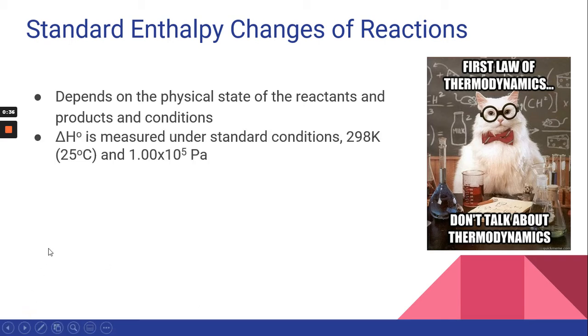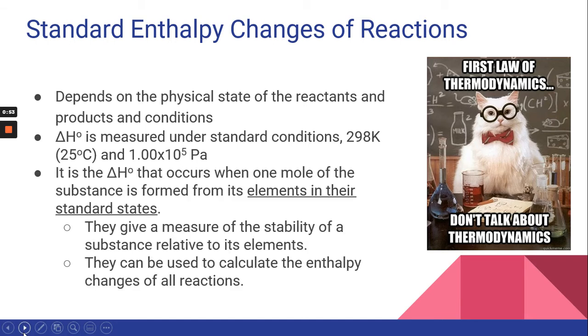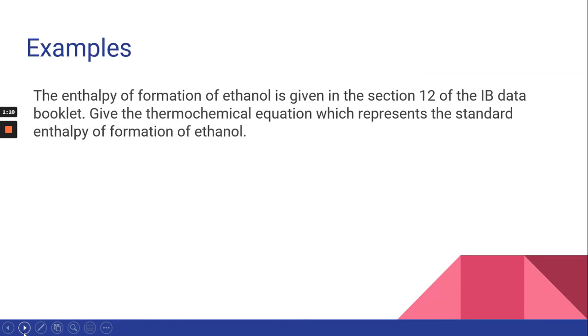So delta H with the 0 means that it's measured under standard conditions. So you're at 298 Kelvin, which is roughly 25 degrees Celsius, which is room temperature, and then 1 times 10 to the 5th pascals, or 100 kilopascals. So if we look at compounds forming under those conditions from elements in their standard state, we can notice things about their stability, and then we can use it to calculate enthalpies of reactions.